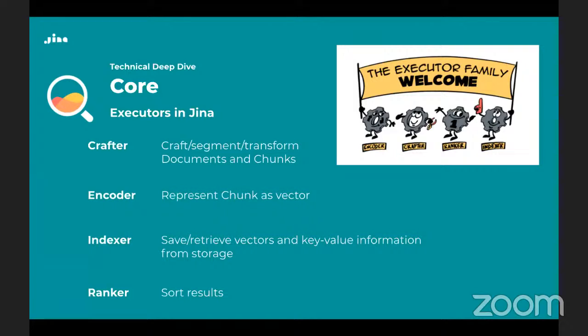So to summarize the Jina core components, we have different stages of the search workflow, beginning with crafting, which does some basic transformations on the data, segments the data, breaks it down into smaller chunks, followed by encoding that converts the data into vector representations, represents each chunk as a vector array, followed by indexing. So indexing is the actual phase where the key-value information is persisted, vectors and their chunk IDs are stored. And then during query, we also have a ranker, which is used for sorting the results and displaying the query results.